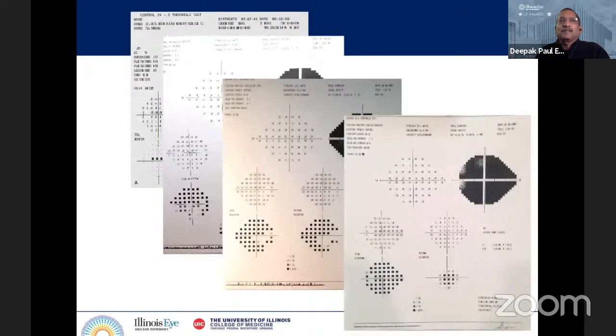I'm sure all of you have seen these sort of visual fields where you have this severe visual field depression, and which does not show up on the pattern standard deviation plot. And I'll talk more about this kind of visual field a little bit later.